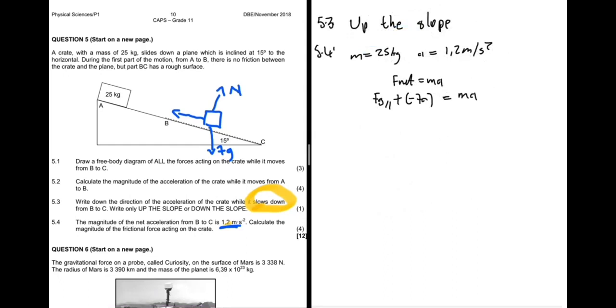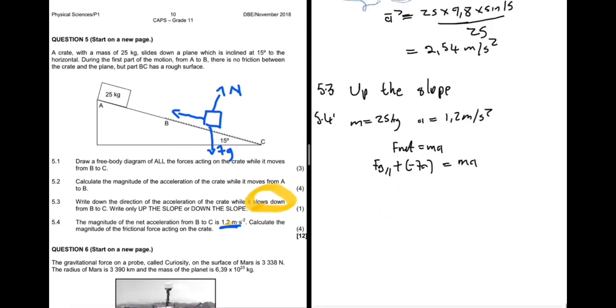So what is FG? We know that FG is 25 multiplied by 9.8, and then for the parallel component we're going to multiply by sine of 15. Again, if we were looking for the perpendicular component, we would multiply by cos of 15 degrees. And then minus friction, which is what we are interested in. And this will be equal to the mass of the object, which is 25 kg, multiplied by an acceleration of 1.2 meters per second squared.